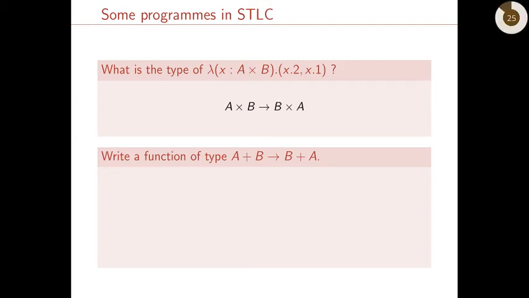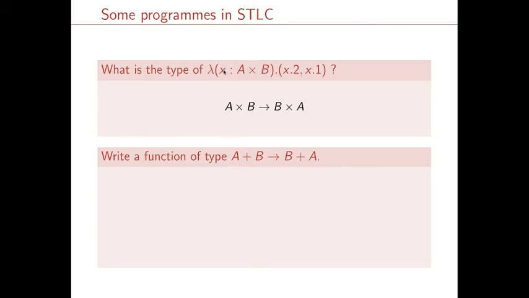Okay, the type of this term is A times B to B times A. How can we deduce that? Well, since this term starts out with a lambda, its type must be a function type. And the input must be A times B, because this is the type of the input x of this function.